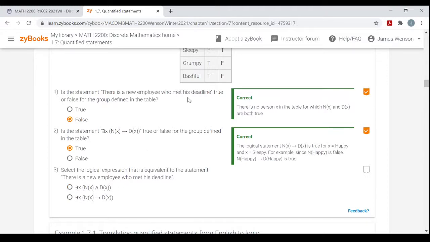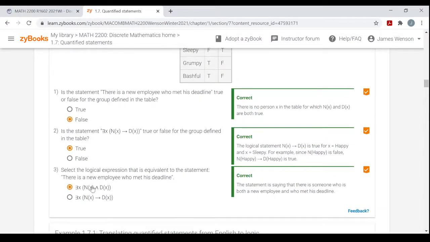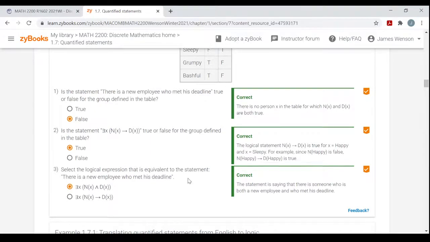Yeah, this is what we wanted. Right? We couldn't find one. We couldn't find one that was both new and met the deadline, right? So this one would be false, just like the original statement. Okay. Yeah, and if you don't believe it, take this statement here, plug in all the different values. Plug in happy, plug in sleepy, plug in grumpy, plug in bashful, and you won't be able to find any of them that make this true. So this would be a false statement, just like the original one, therefore logically equivalent.